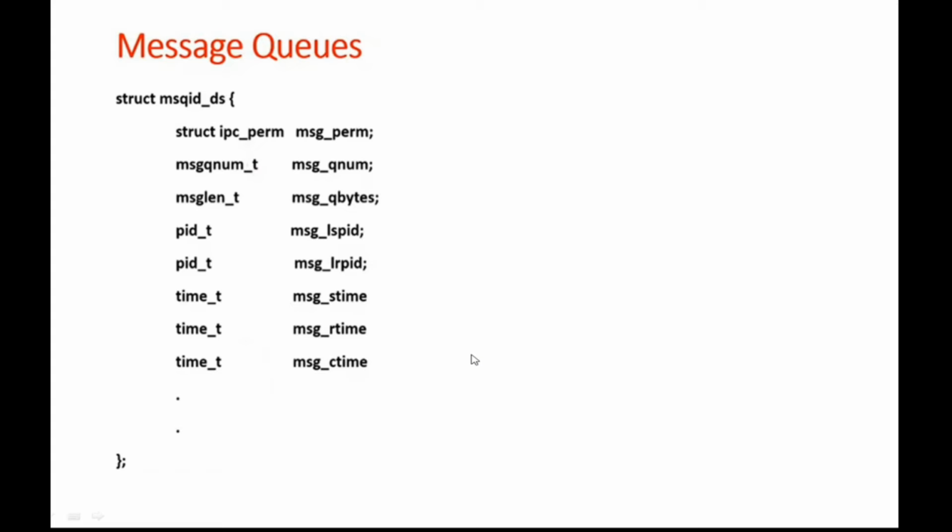msg_stime is the last msgsnd time. msg_rtime is the last msgrcv time. msg_ctime is the last change time. So these are the contents of the msqid_ds data structure which is associated with the message queue. That structure defines the current status of the queue.